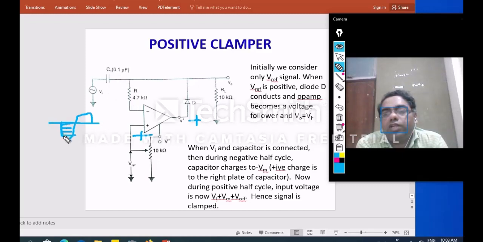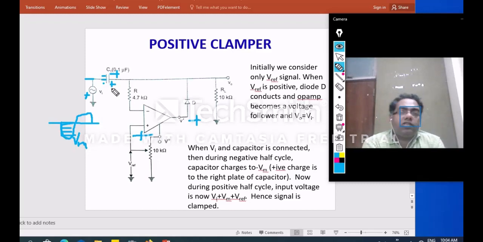As the input voltage is negative, the capacitor will go on charging in this way, because negative means what? We can consider like this positive, this negative. So this side will be positive and this side will be negative. So the capacitor will go on holding the charge till its maximum peak value. Because the capacitor holds and retains the charge, there is no discharge path, so it retains the maximum value Vm during the negative half cycle.